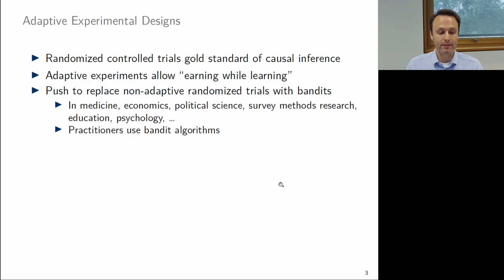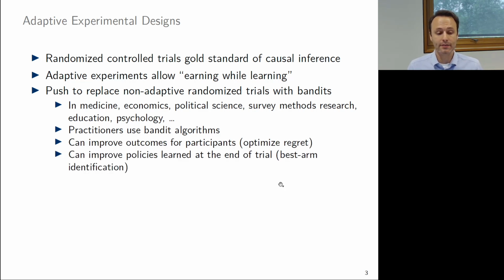And there is a push to replace non-adaptive experiments with bandits. And that has been done in medicine, economics, political science, survey methods, research, education and psychology and other sciences. And it's an exploding literature. So also practitioners use bandit algorithms heavily. For example, if you watch Netflix, you have been part of a bandit experiment perhaps. Also, if you surf Google, probably you have been part of a bandit algorithm.